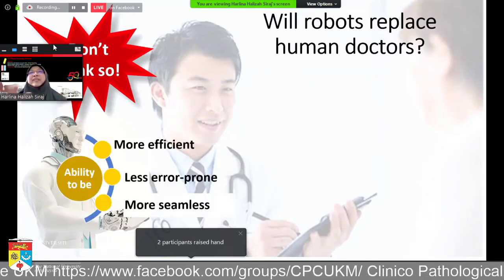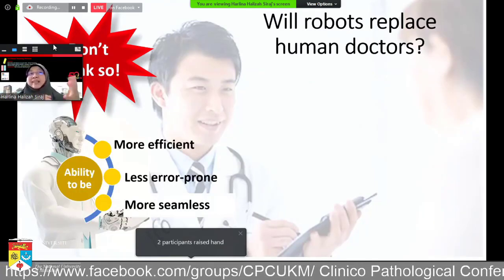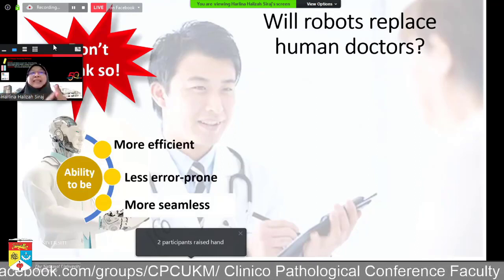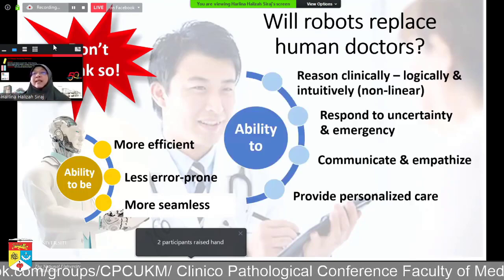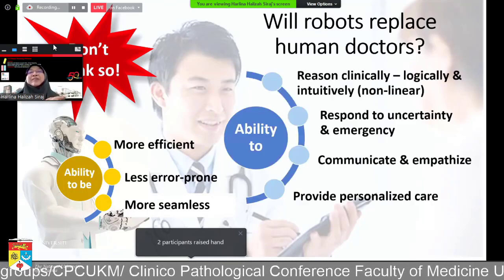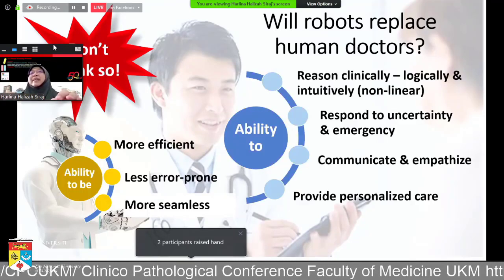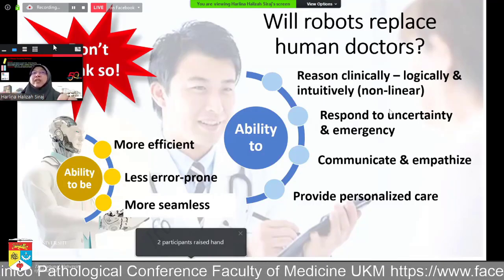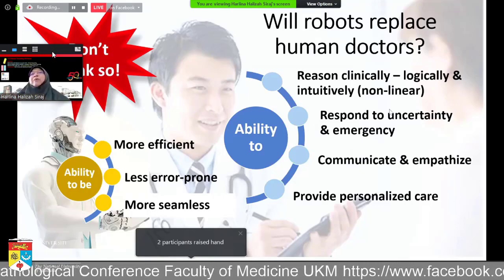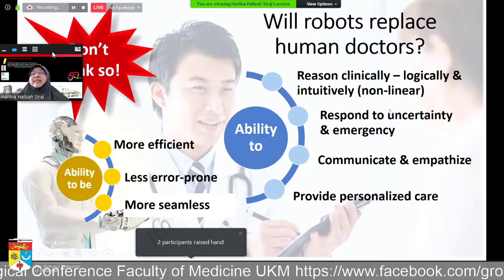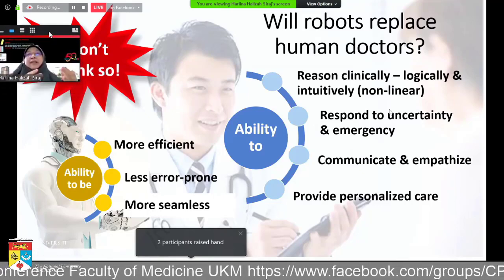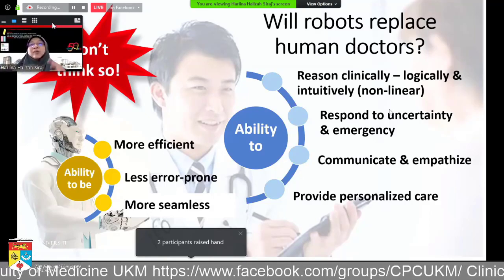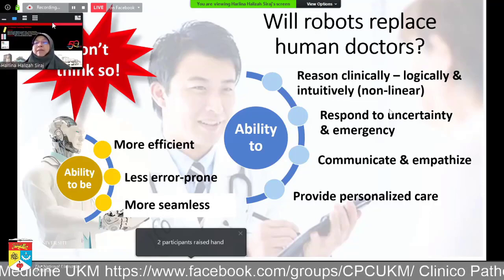The robot is not going to replace doctors, because even though yes, artificial intelligence is able to be more efficient, less error prone, and most probably more seamless, we still need the human doctor who can reason clinically and intuitively, and this is a non-linear process which the robot cannot actually take over. And we can respond to uncertainty and emergency. Communication and empathy are definitely more automatic with us. And of course, we can provide personalized care. So don't worry, educators will still be in great demand.